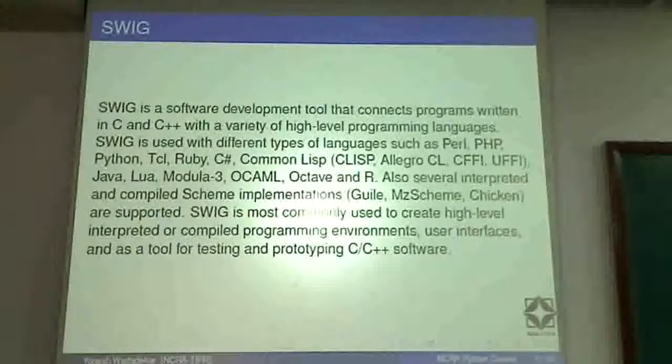And here you can see that it can be used to connect C with Perl, C with PHP, C with PCL, C with Python, C with Ruby, C with C Sharp, and so on. Almost all the major languages that are in use today can be extended via SWIG. Okay, this is where it's most commonly used: to create high-level interpreted or compiled programming environments, user interfaces, and as a tool for testing and prototyping C, C++ software.